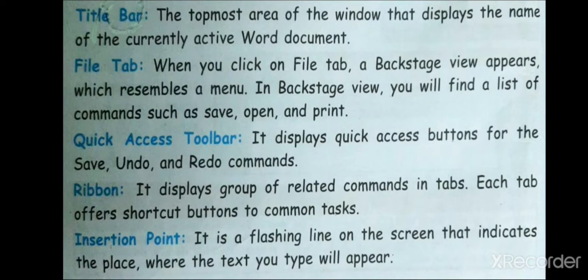File tab. When you click on the File tab, a backstage view appears which resembles a menu. In backstage view, you will find a list of commands such as save, open and print. This backstage view contains a list of file commands such as save, open and print. इसमें list होती है file commands की.